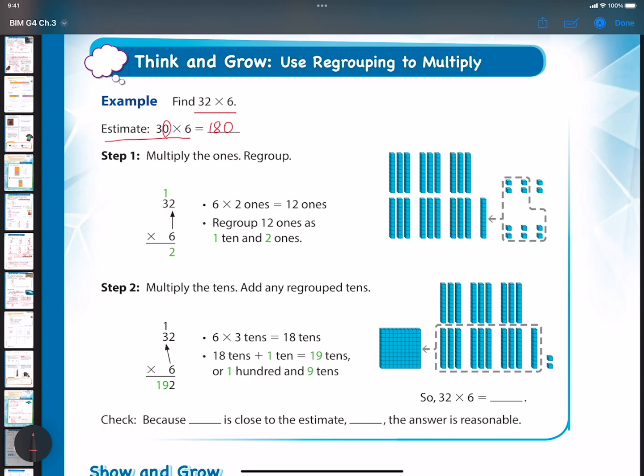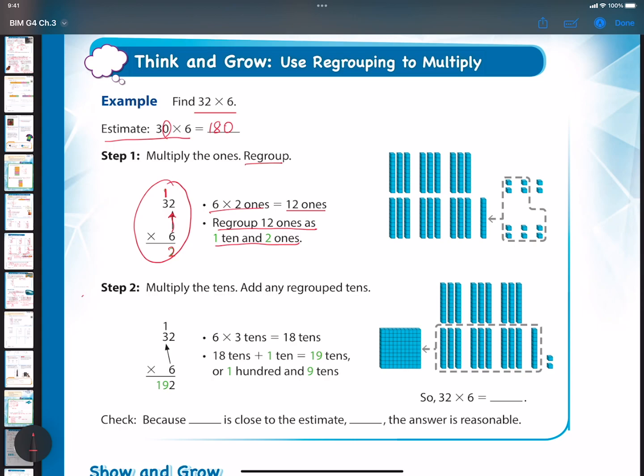Multiply the ones and regroup. Okay, so now 6 times 2 is what? 12 ones. So you are going to write what? 6 times 2 is 12. You need to carry 1 up here on the tens place. Okay, and then regroup 12 ones as 1 ten and 2 ones. That's what it is here.